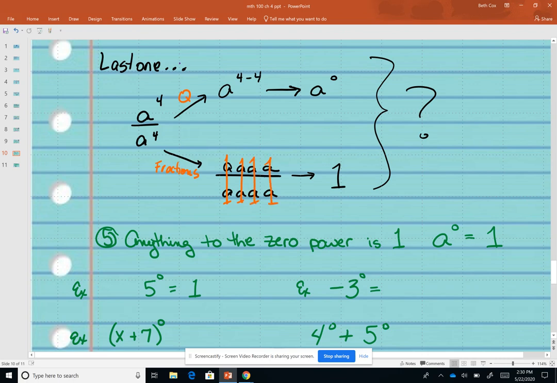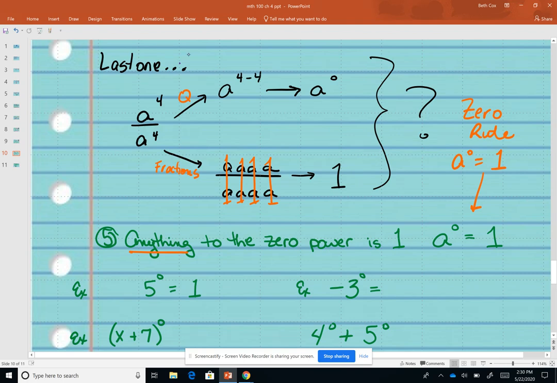So what does that tell you? Well, that's the new rule. That's the zero rule. A to the 0 is equal to 1. Anything to the 0 power is going to be equal to 1. This is very hard for people to understand. They don't like that. But if you let it sink in and understand the division behind it, it makes sense. So 5 to the 0 is 1.